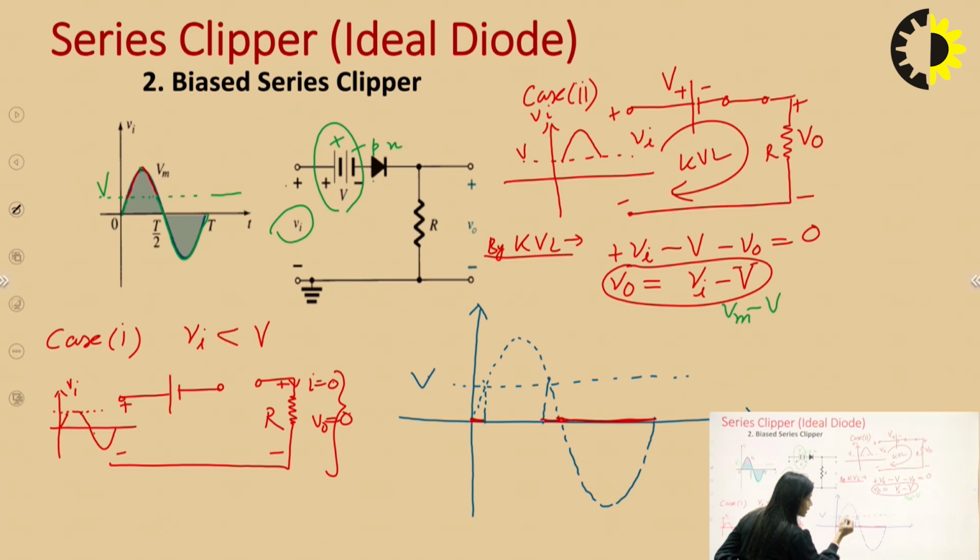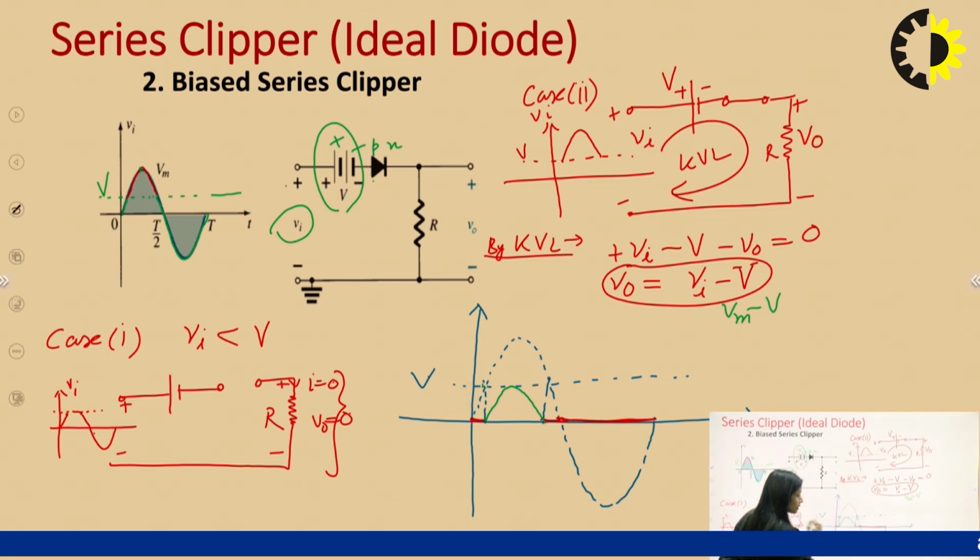And Vi minus V. So when this Vi is here, Vi is equal to V, the output should be 0. So here the output should be 0, and this should be the final waveform of the circuit. See, when Vi at this particular point, Vi is equal to V, then V minus V is 0. So at this particular point also Vi is equal to V. This is the graph for the output voltage.